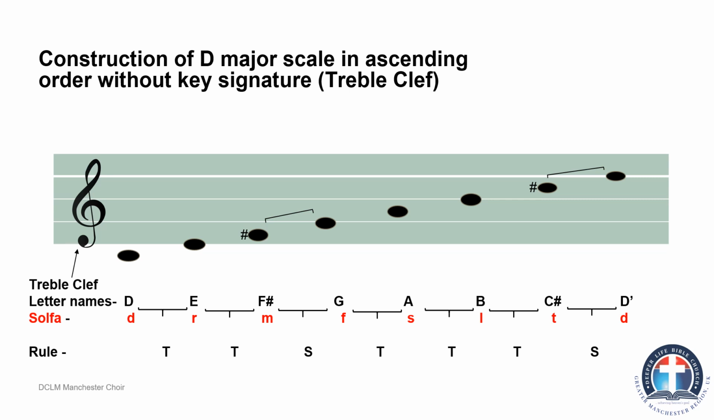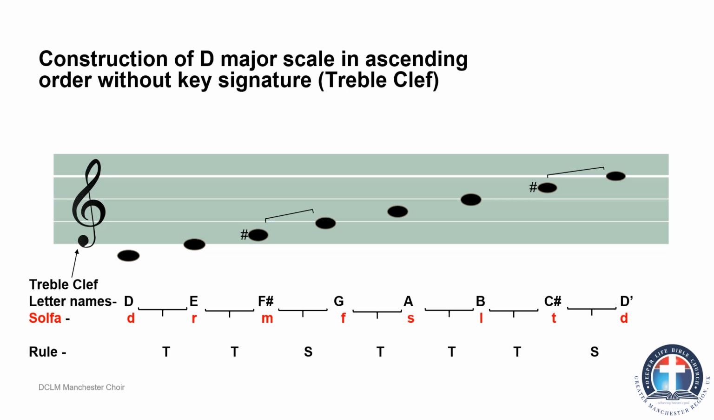So remember the rule: tone, tone, semitone. Between F sharp and G originally was a tone, but because we sharpened F, it has reduced the interval between F sharp and G to a semitone. So between F sharp and G is a semitone, and that meets the rule.